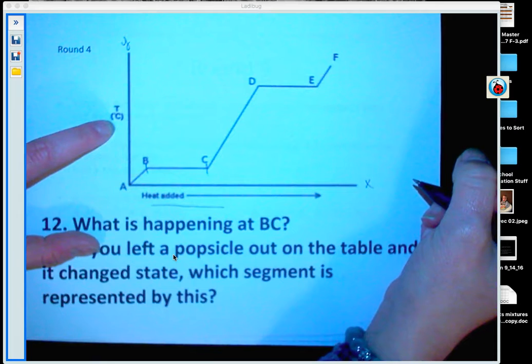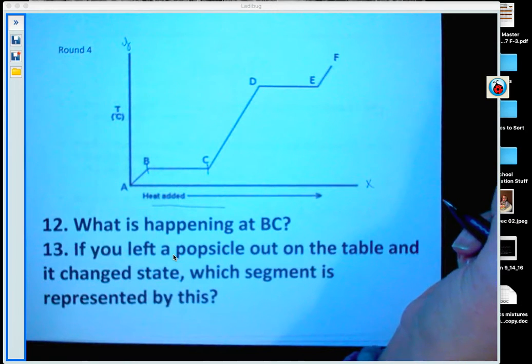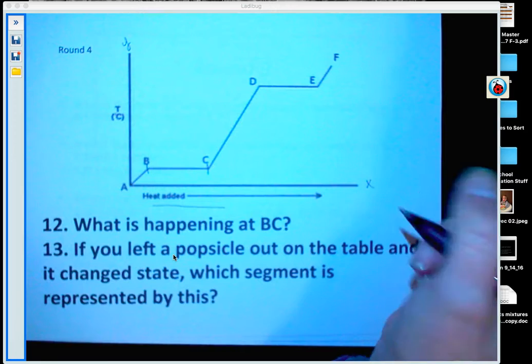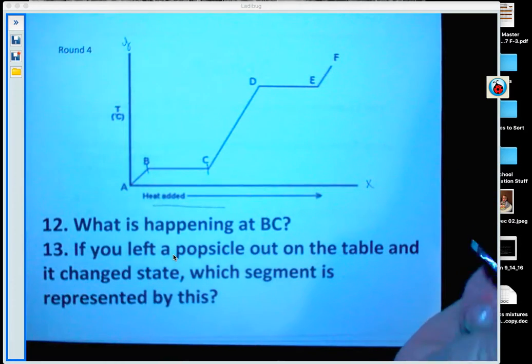So remember, this is a phase change diagram. It doesn't have to tell you that. It just has to be a phase change diagram. And it was something that was really confusing to you guys on your short answer, although you guys did do tremendously better after you attempted it again.